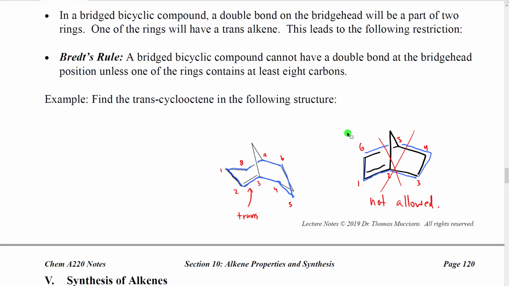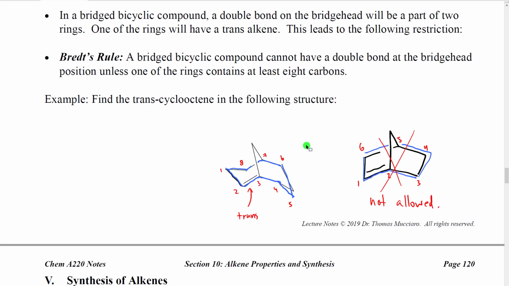So this leads to a rule called Bredt's rule. Bredt said, because double bonds can't be formed stably in 7-membered or smaller rings, in order to be able to get a bridgehead double bond, you're going to have at least 8 carbons in the longest of the 3 rings that we can trace out. And the trans double bond will have to be in that ring.